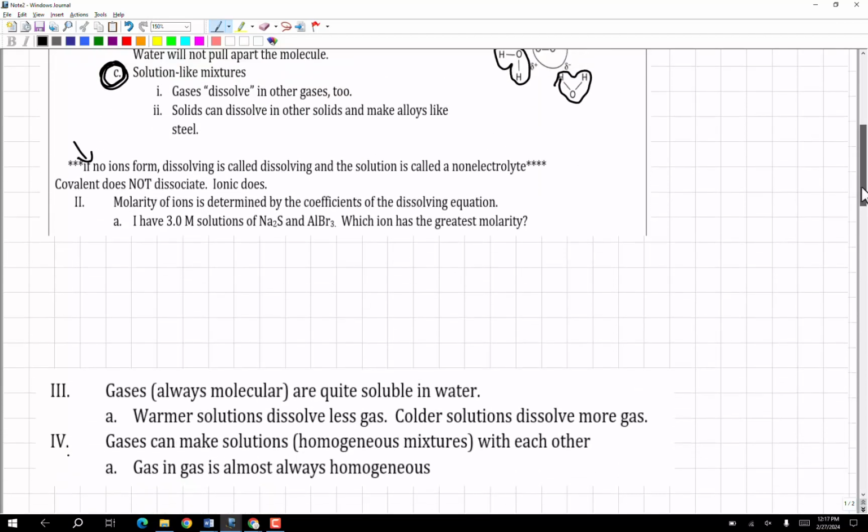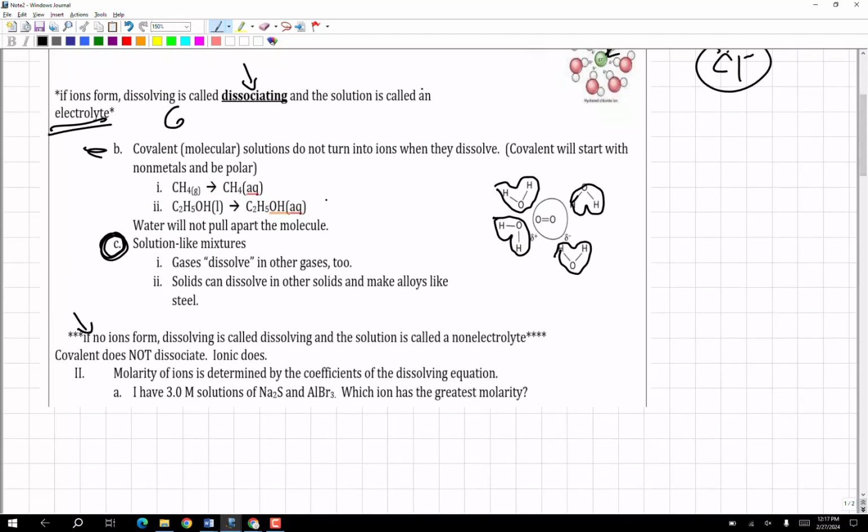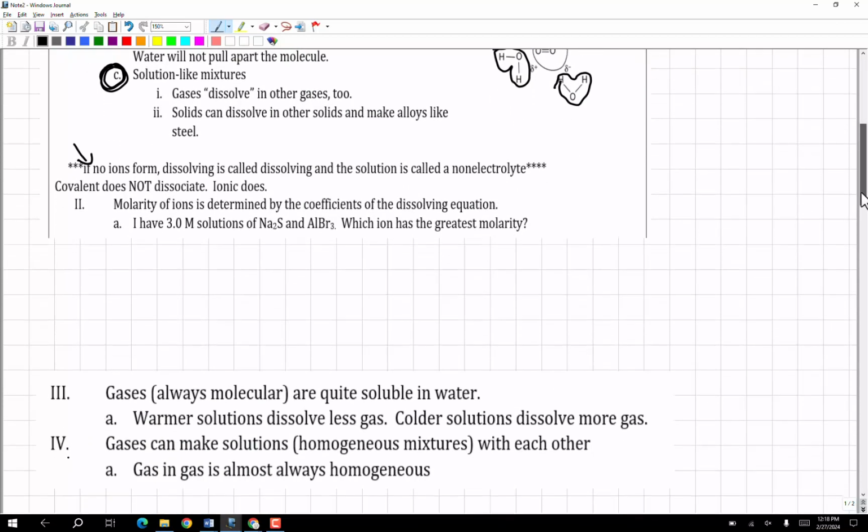And remember, an electrolyte conducts electricity. That's why it's called an electrolyte. An electrolyte means it conducts electricity. So that means a non-electrolyte does not conduct electricity.